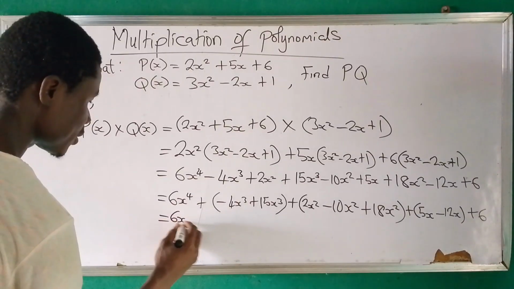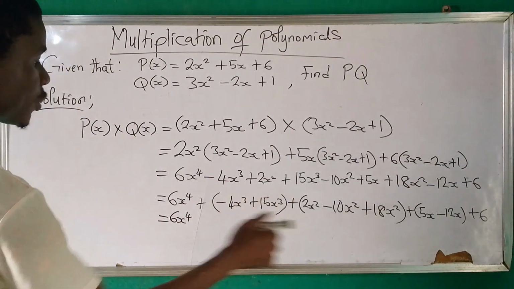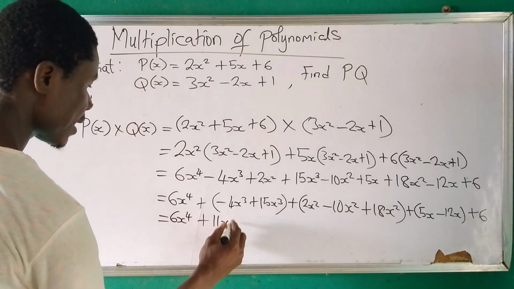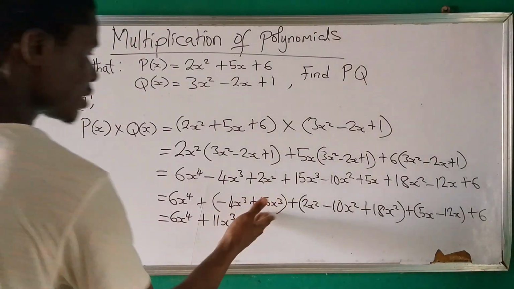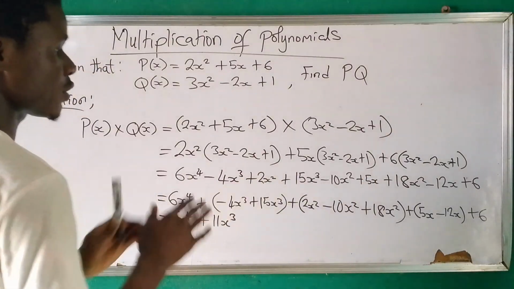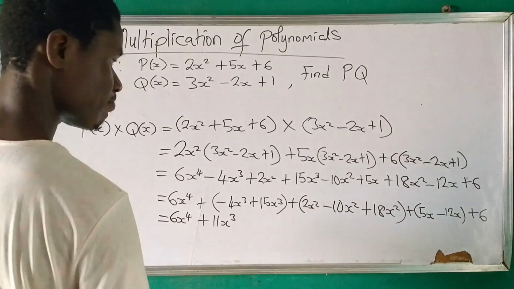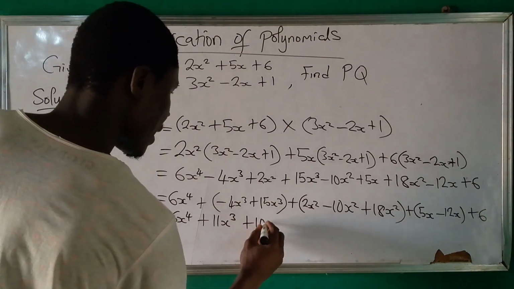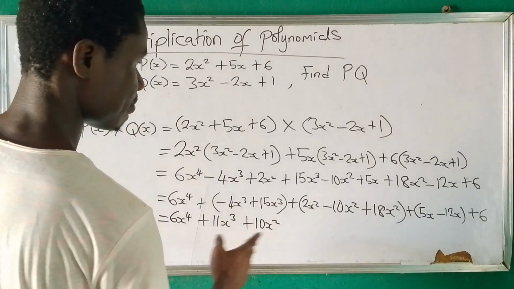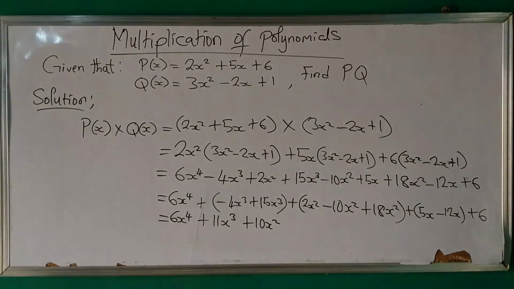So let's see. We have 6x raised to power 4, minus 4x cubed plus 15x cubed will give us 11x cubed. So we have plus 11x cubed. We are done with this part. Let's look at what we have here. 2x squared minus 10x squared gives us minus 8x squared, plus 18x squared gives us 10x squared. So that is that for this part.